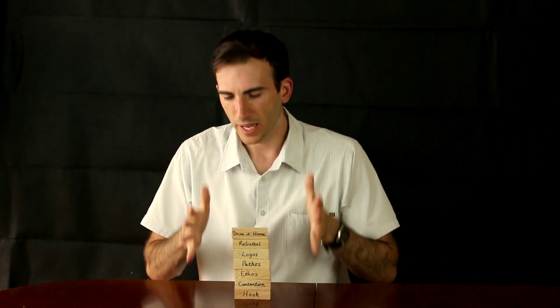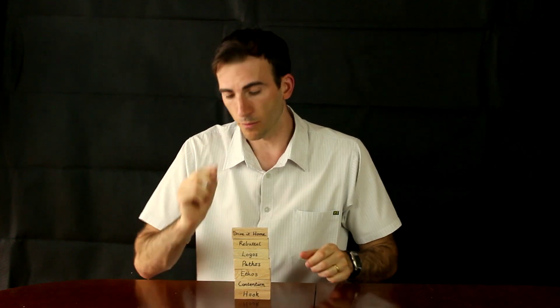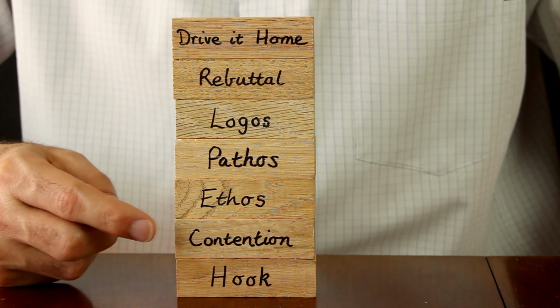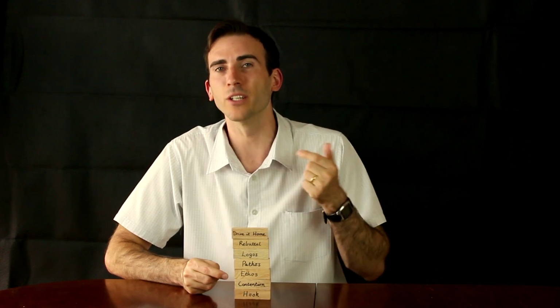So there you have it. 7 building blocks in order to construct a strong argument. Now remember, the contention is your argument summed up, so the other 6 are really there to support and elaborate your contention. Now, let's think about the order. Does the order matter? I built the tower upside down, because I layered them up. Let's flip it over.